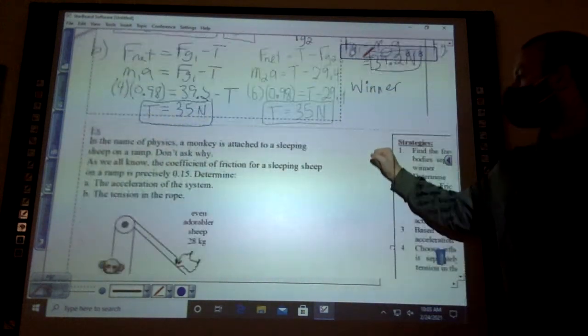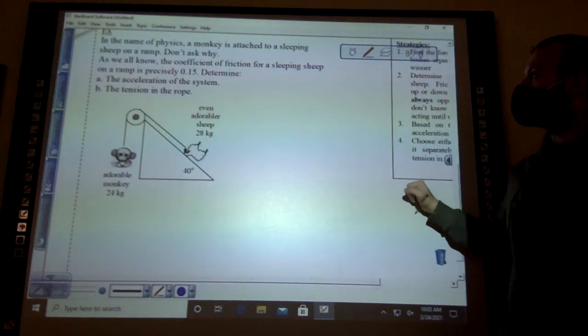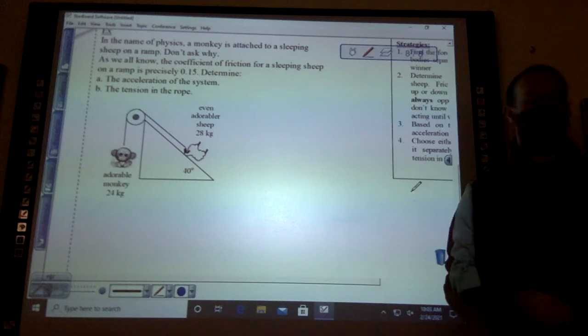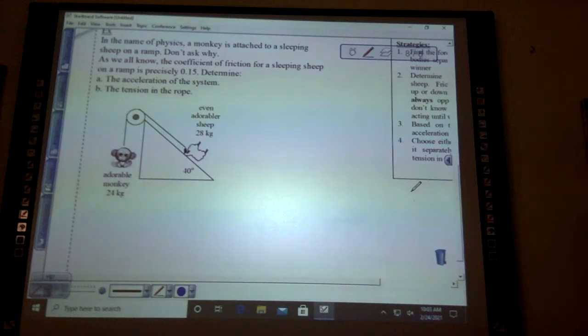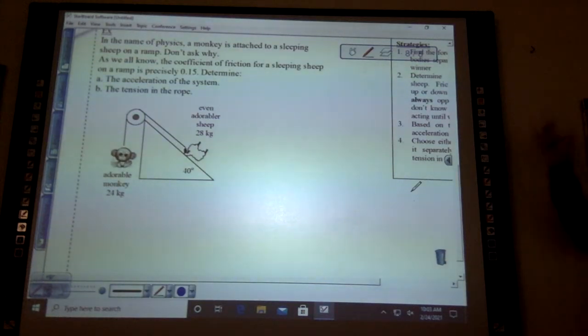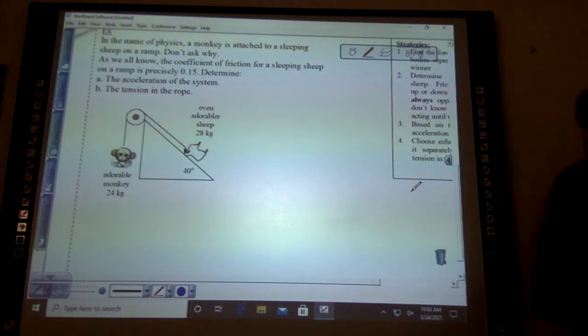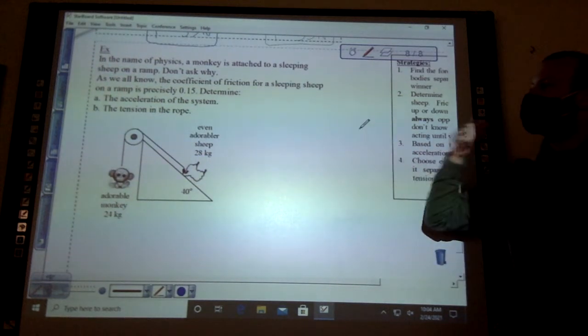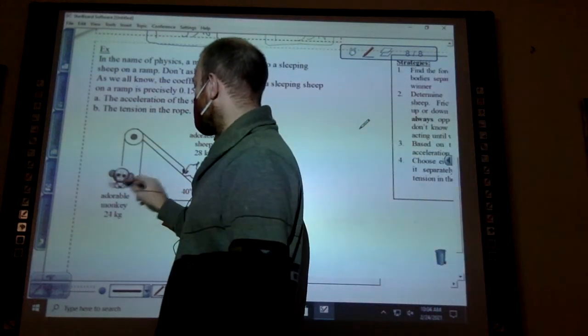Okay. So let's try one more with an adorable monkey and an even adorabler sheep, because adorabler is a word. So let's try this. Same system as what we're doing here, except now we're going to add in friction. So if I were to add in friction, again, the only thing is trying to figure out what direction it's going to point. So we can draw our free body diagrams here.